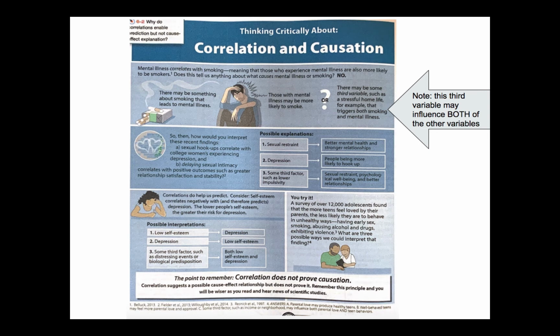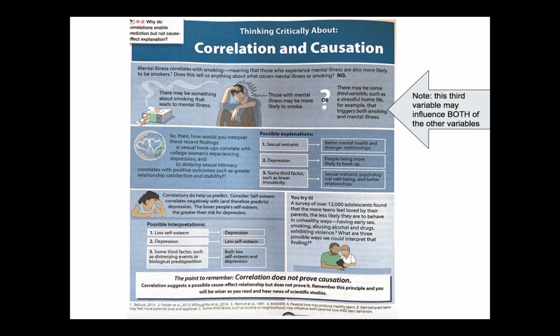And we've got some other examples down here that you can look at. How would you interpret these recent findings? First, that sexual hookups correlate with college women experiencing depression. So in other words, the more hookups, the more depressed. Also, delaying sexual intimacy correlates with positive outcomes like greater relationship satisfaction and stability. So in other words, the longer people wait to have sex, the more satisfied they tend to be and the more stable their relationship tends to be.